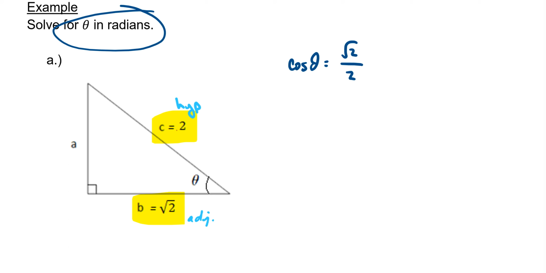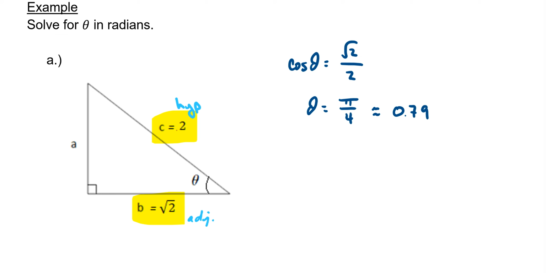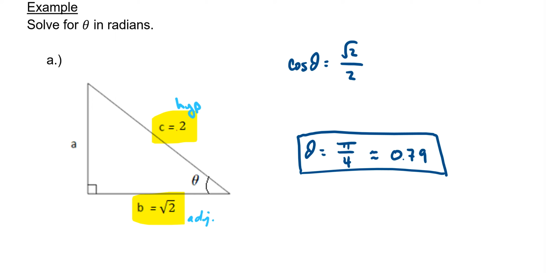If we want to solve for theta in radians, we just need to ask ourselves, cosine of what reference angle equals radical 2 over 2? We can actually do this one in our head. We know that cosine of pi over 4 is radical 2 over 2. If you wanted to plug this in the calculator, sometimes you just have to plug them in. Let me set this up a little bit differently here. We would say theta equals cosine inverse of radical 2 over 2.